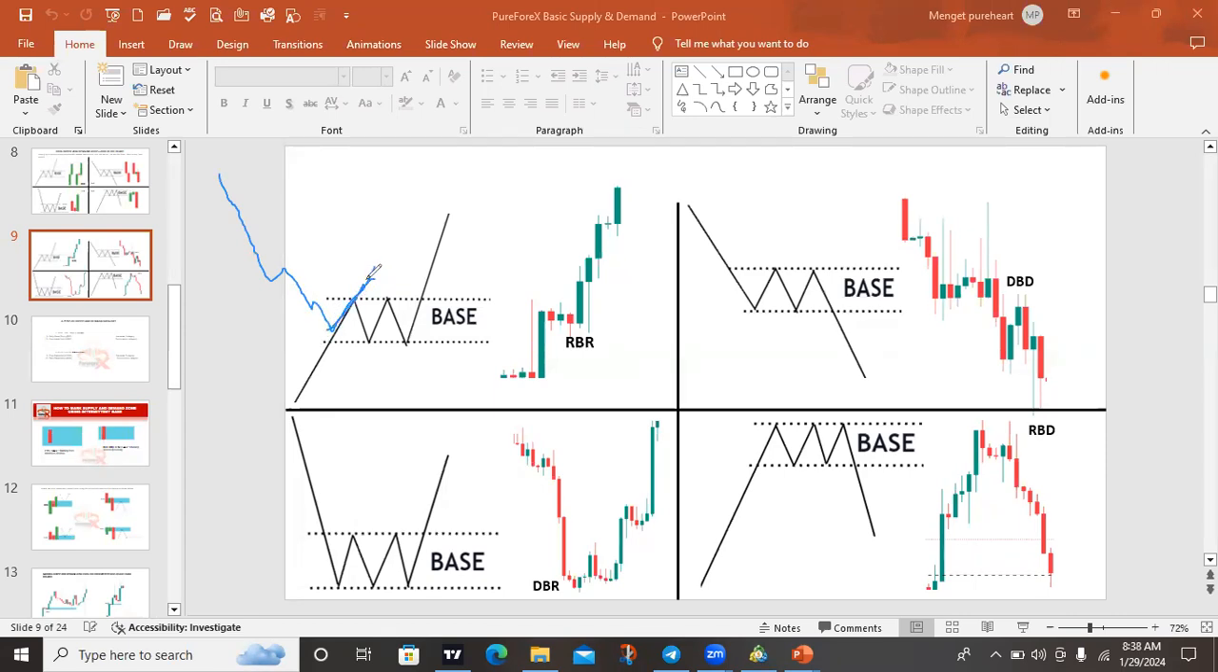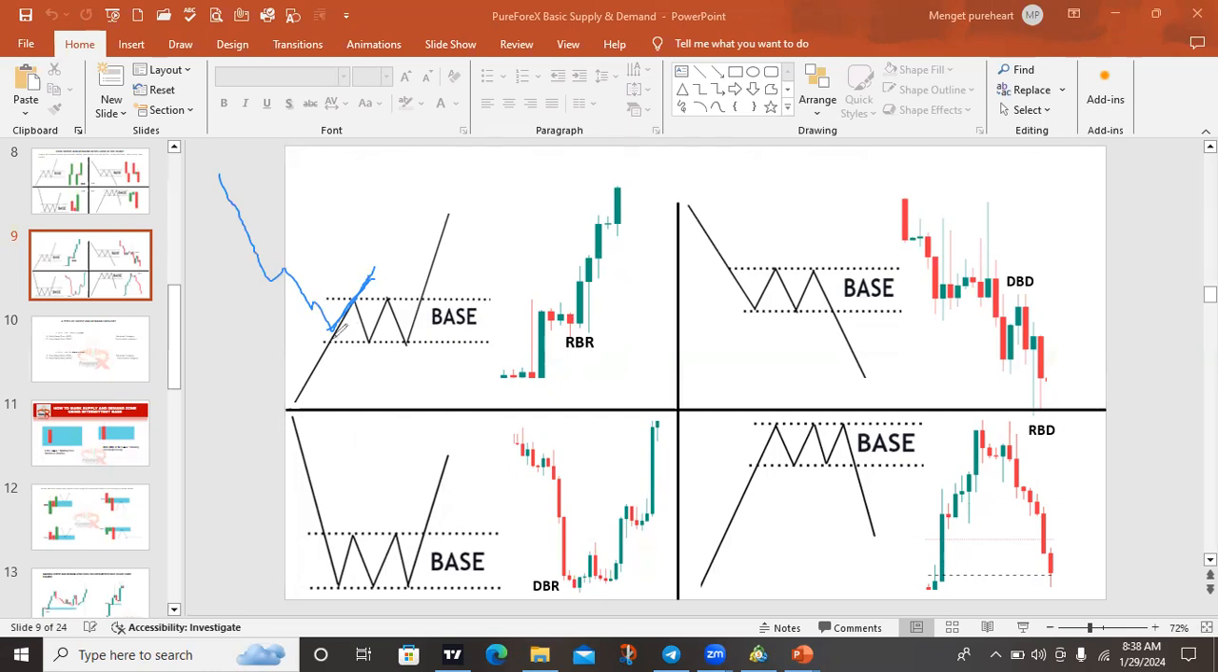That is why it is a continuation category. Rally-base-rally is a continuation category. Drop-base-rally is a reversal category. Drop-base-drop is a continuation category, while rally-base-drop is a reversal category. So we expect to see a drop-base-rally in a downtrend, while we expect to see a rally-base-drop in an uptrend, which is the supply zones.